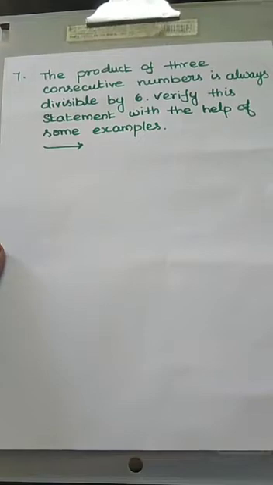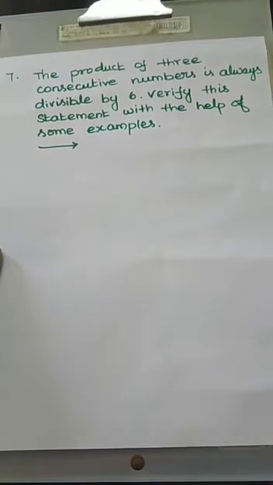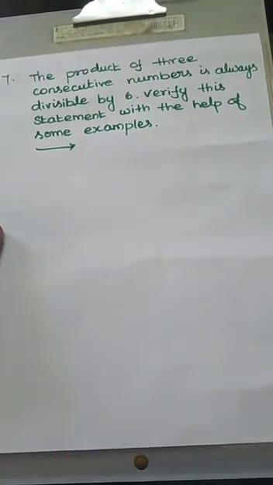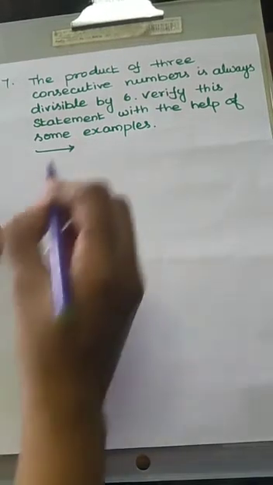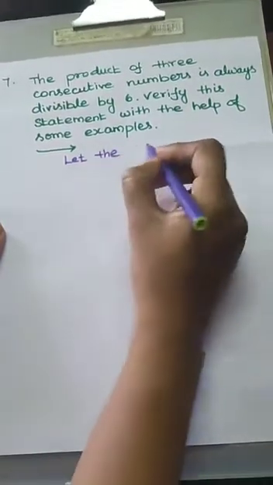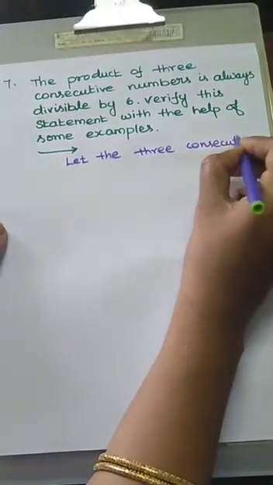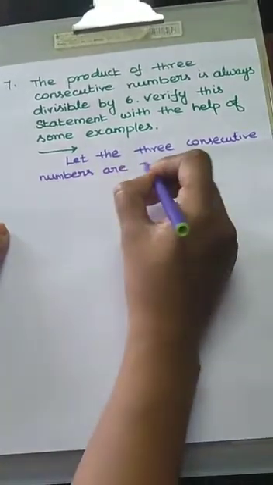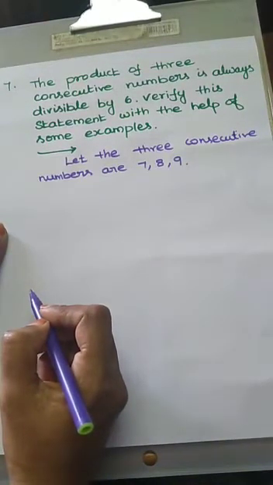Next question. The product of 3 consecutive numbers is always divisible by 6. Verify this statement with the help of some examples. First, we have to choose 3 consecutive numbers. Consecutive numbers means next numbers. So, we have to select any numbers. Now, I am going to choose the numbers 7, 8, 9. Let the 3 consecutive numbers be 7, 8, 9. Okay.